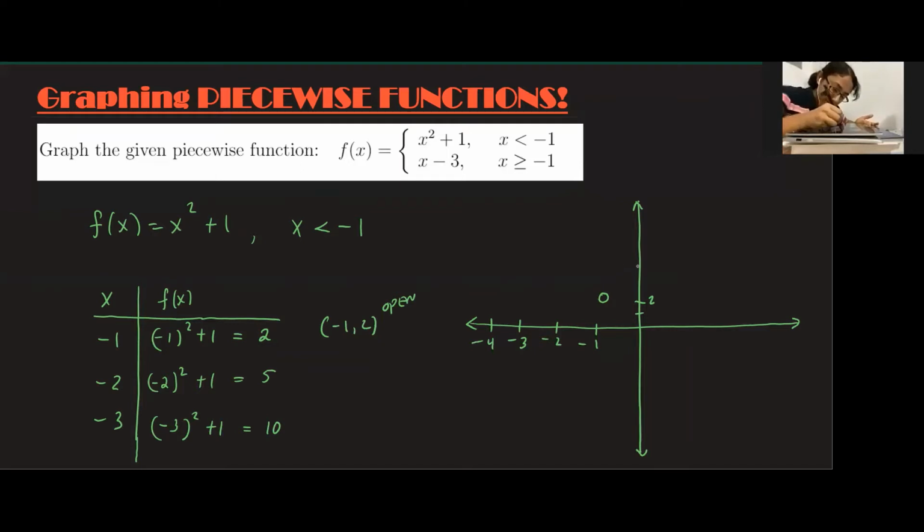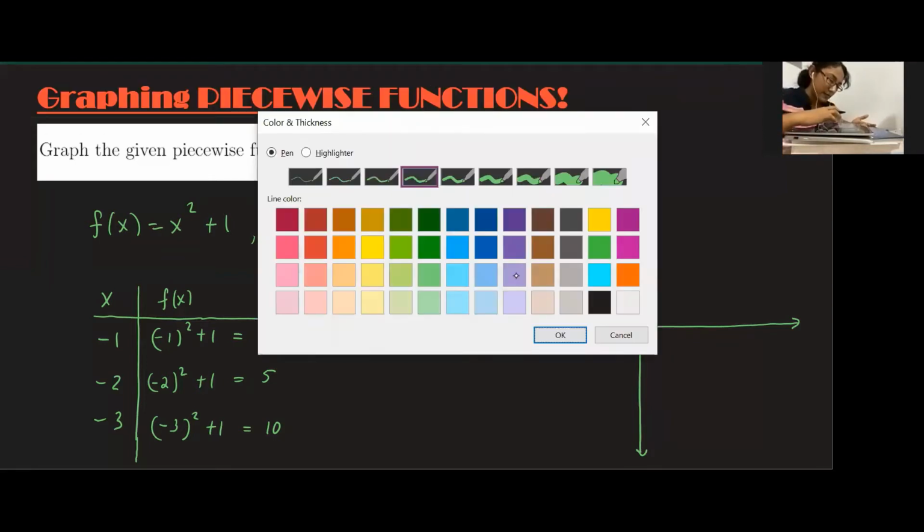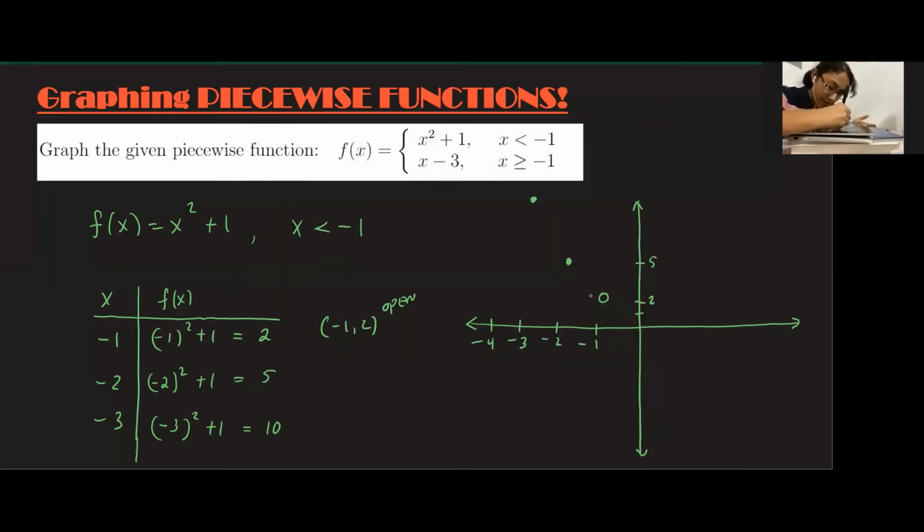So let's suppose 5 is here, and -2, 5, well, somewhere over here. And then the next point, -3, 10, and of course that'll probably be somewhere further up here. And you connect them by making a parabola because x squared is a parabolic function. So we connect them and make our curve. So it will look something like this. Okay. And the endpoint, -1, is open. So that's the left side of -1.